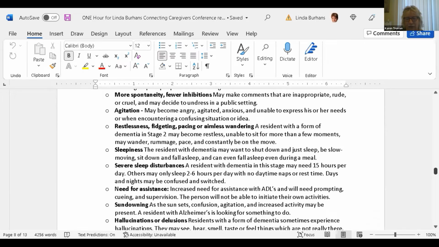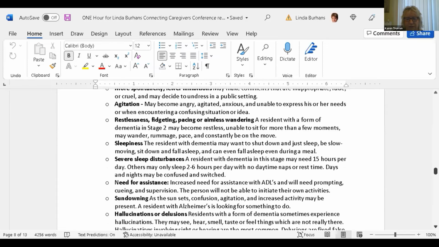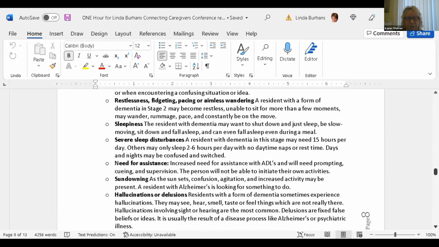I was talking to a man the other day whose wife goes through a walker every 3 months because she constantly is on the move, constantly. She wears out her shoes, she wears out her socks, she wears out her walker. It's just constant. So very interesting.